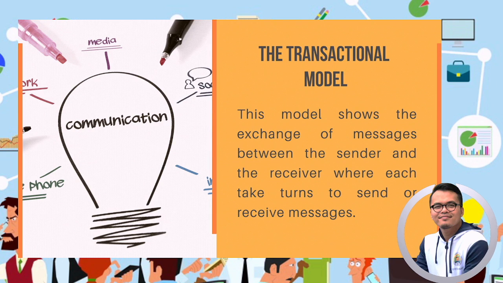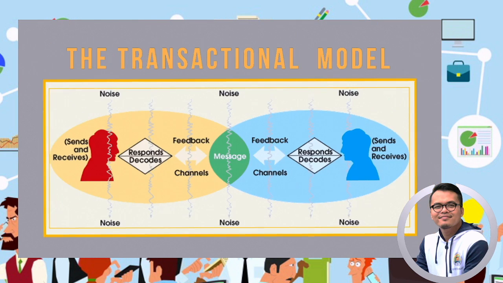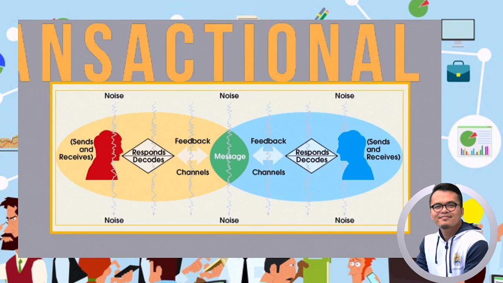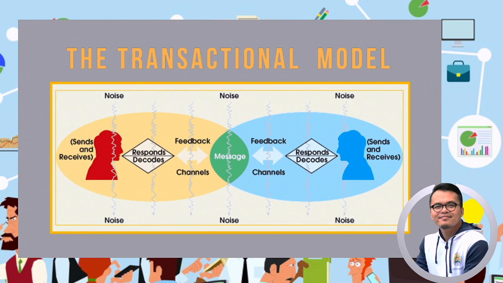The Transactional Model. This model shows the exchange of messages between the sender and the receiver, where each takes turns to send or receive messages. Since both sender and receiver are necessary to keep the communication alive in the Transactional Model, the communicators are also interdependent on each other.